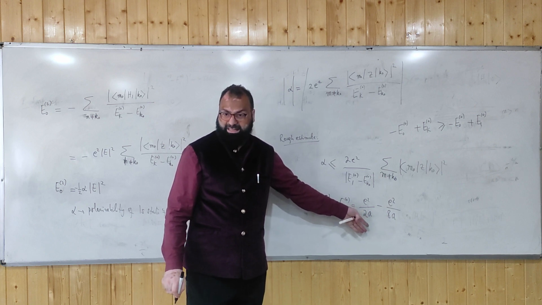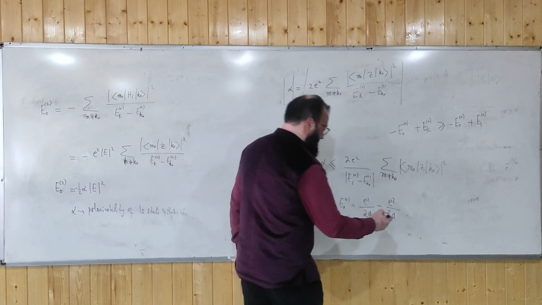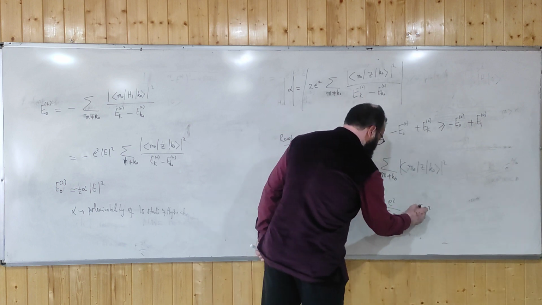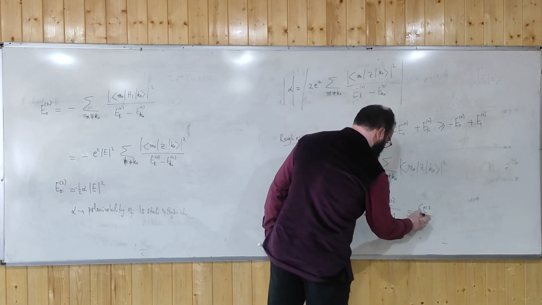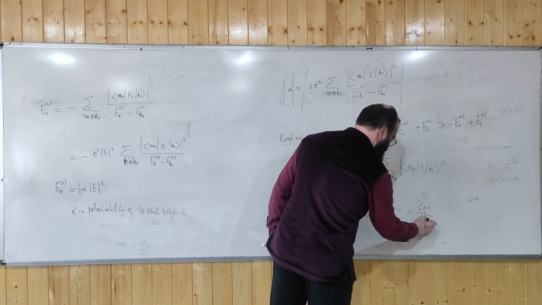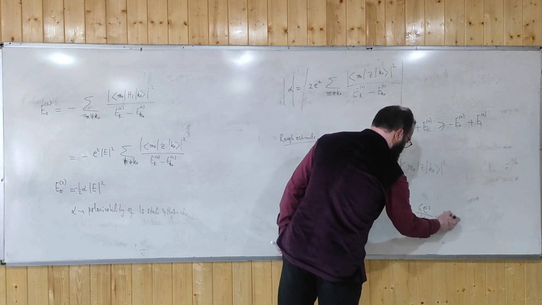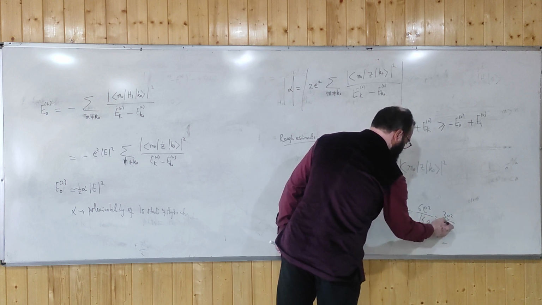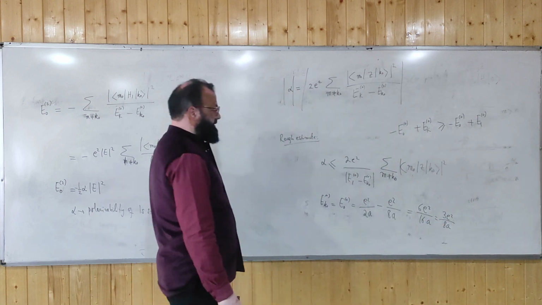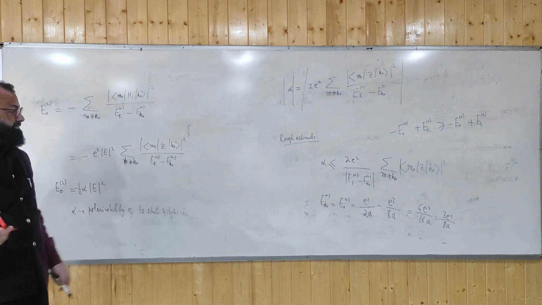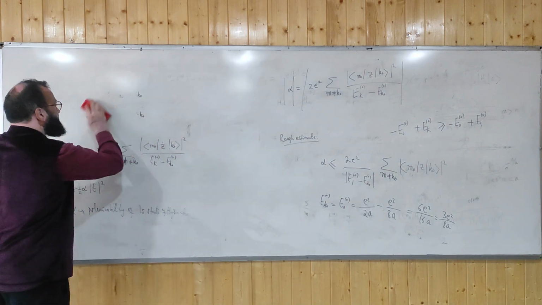You have done this, sir. Okay. So how much is that? So it will be e square, 6e square divided by 16a. So when you say 3e square divided by 8, this is the difference. Okay. So now let's calculate that sum. So that's very important.